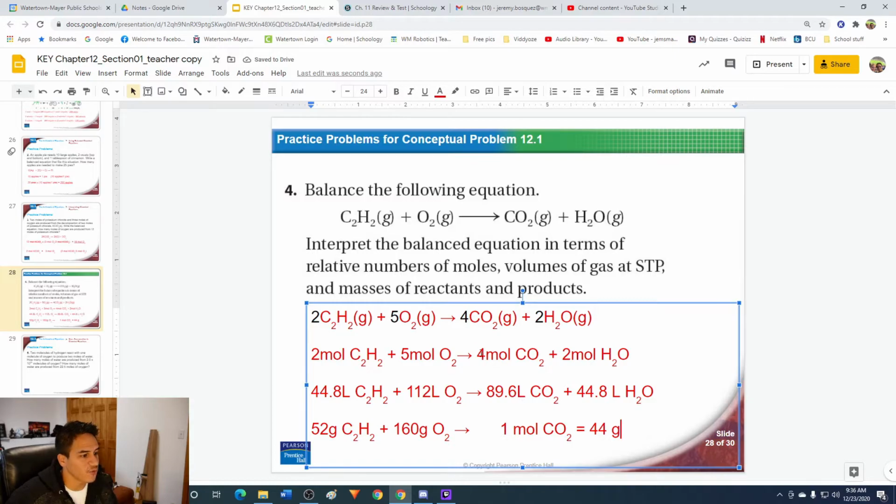And here we have 4 moles of CO2. So we're basically going to take 4 moles of CO2 and times that by 44 grams to get the mass of the CO2. So 4 times 44, we get 176 grams of CO2. So there's that mass.